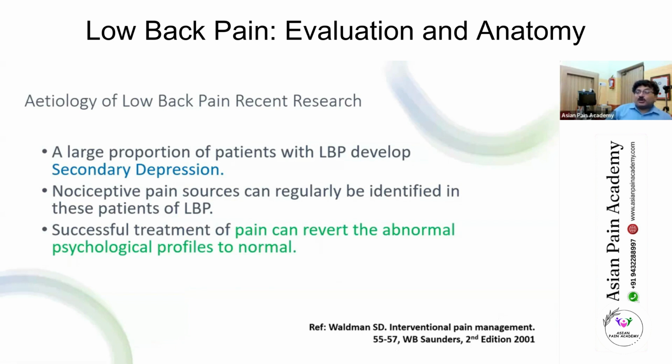More complicating to this problem, what happens? Sometimes there are secondary depressions, but studies by Wildman have shown even in those patients, nociceptive pain sources can be regularly identified with the help of interventional pain procedures targeted at the spine. And when we reverse these nociceptive pain sources, or in simple words, pain generators from the spine, then definitely we can go for successful treatment.